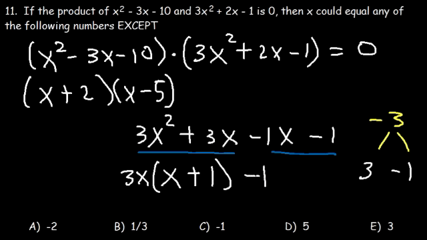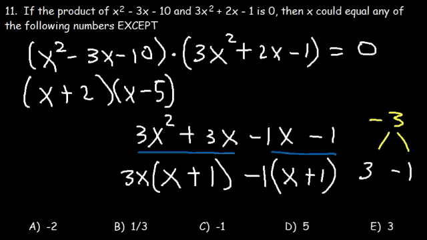So now we're going to factor out a negative 1. Negative 1x divided by negative 1 is positive x. Negative 1 divided by negative 1 is positive 1. Once you see that these two factors are identical to each other, you know you're on the right track.